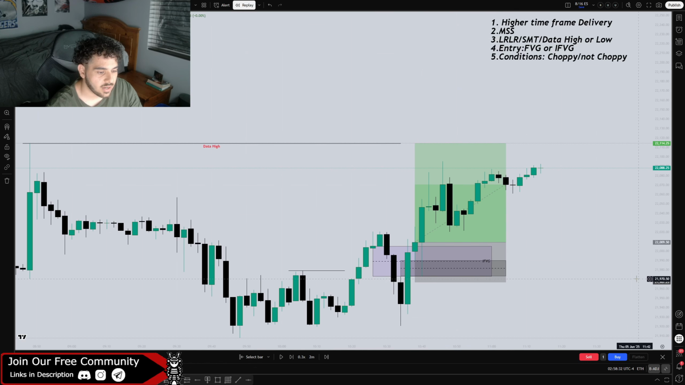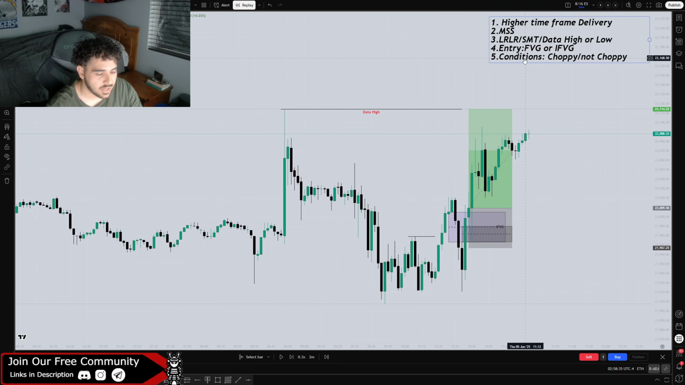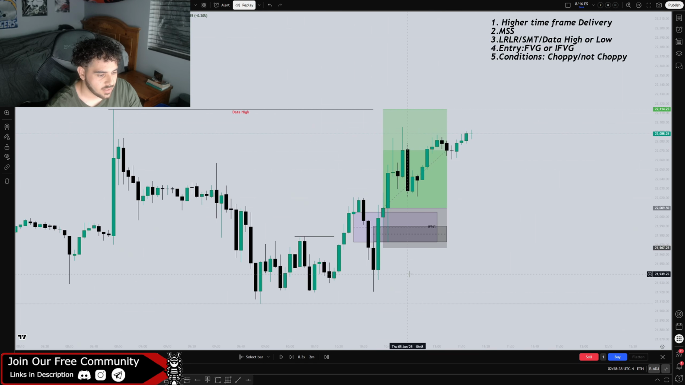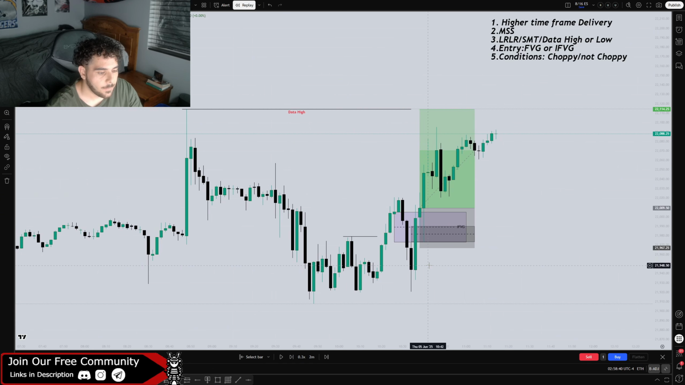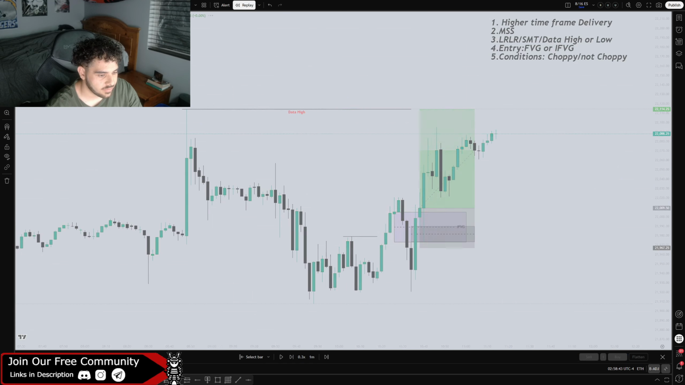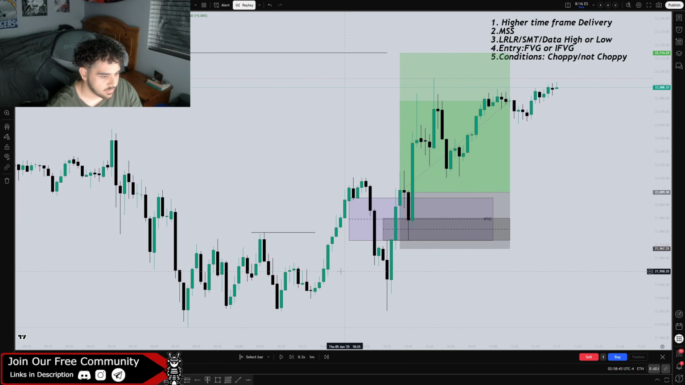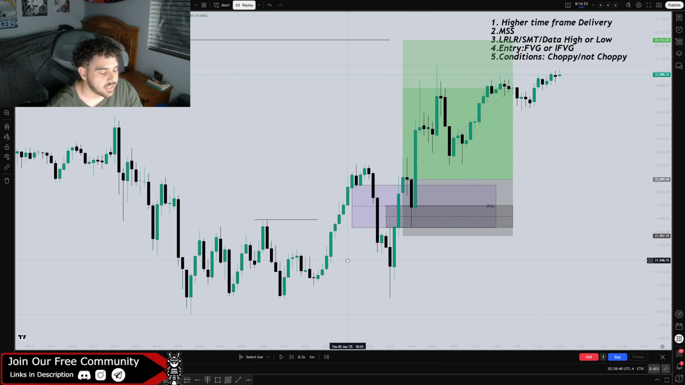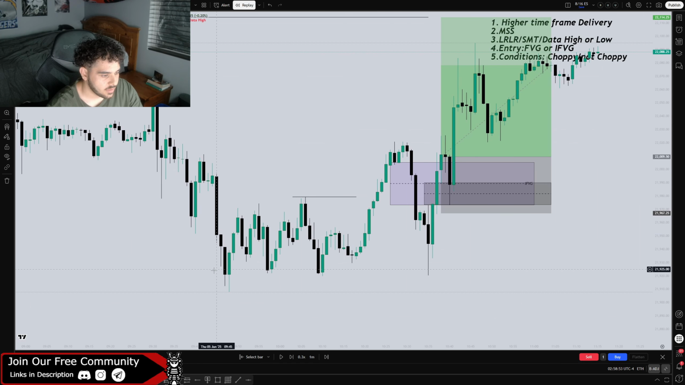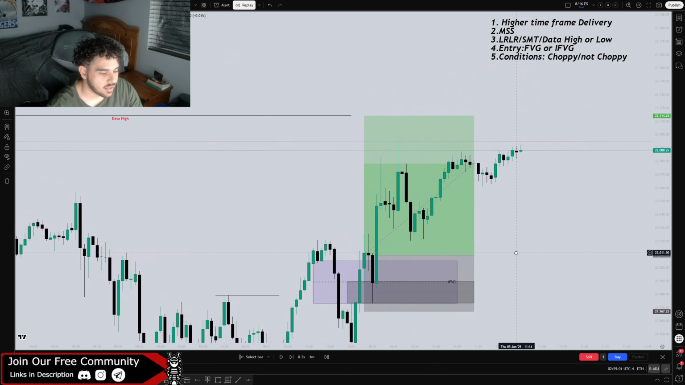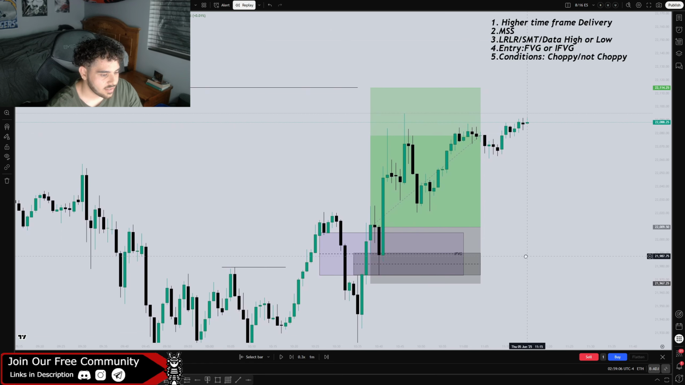Okay. Now, what are the other conditions? The final one is going to be choppy or not choppy. In this instance, we're pretty choppy, but what makes a difference in this setup from going long in here? Look how significantly larger the candles are in here rather than here. Look how significantly smaller they are in here from in here. Now this is the part where a lot of people get it wrong. They think all price action is the same. The reality is it's really not the same at all.